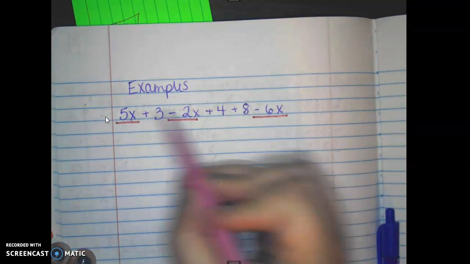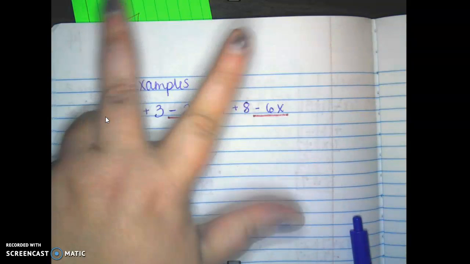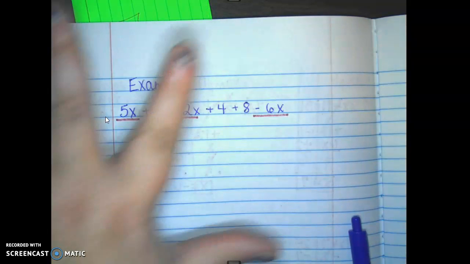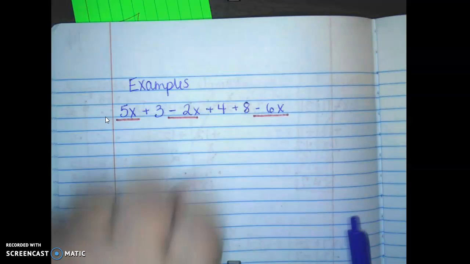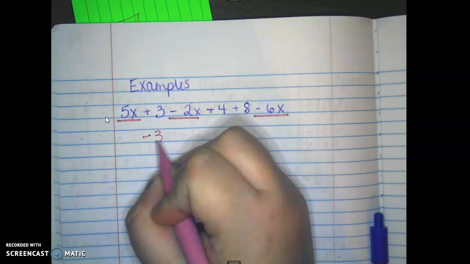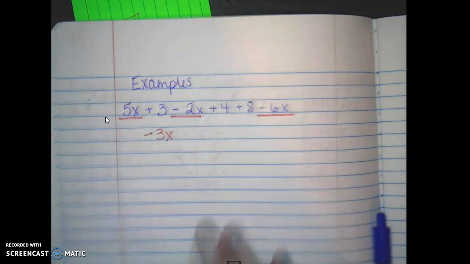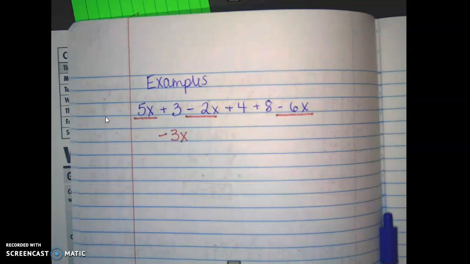So I have 5x minus 2x. So 5x, take away 2x. Ignore my nails. I'm left with 3x minus 6x. So take away 3, and I have to go into the negative 3, so negative 3x. If you need to line them up all to the side like we did on the other side, you can. Then I'm going to take another color.